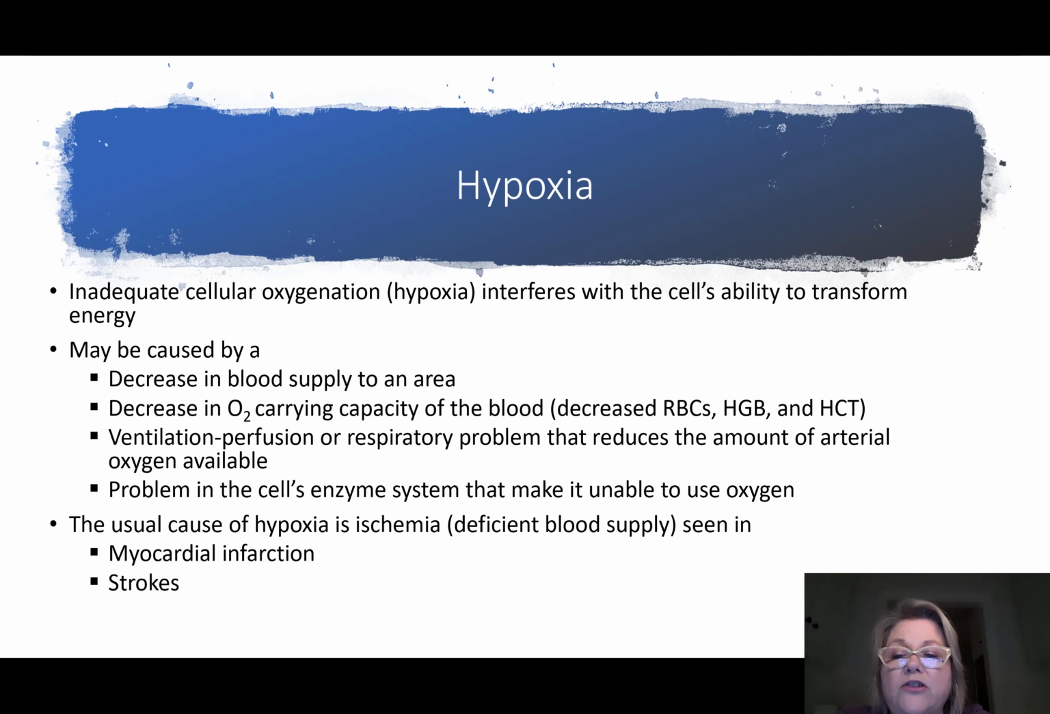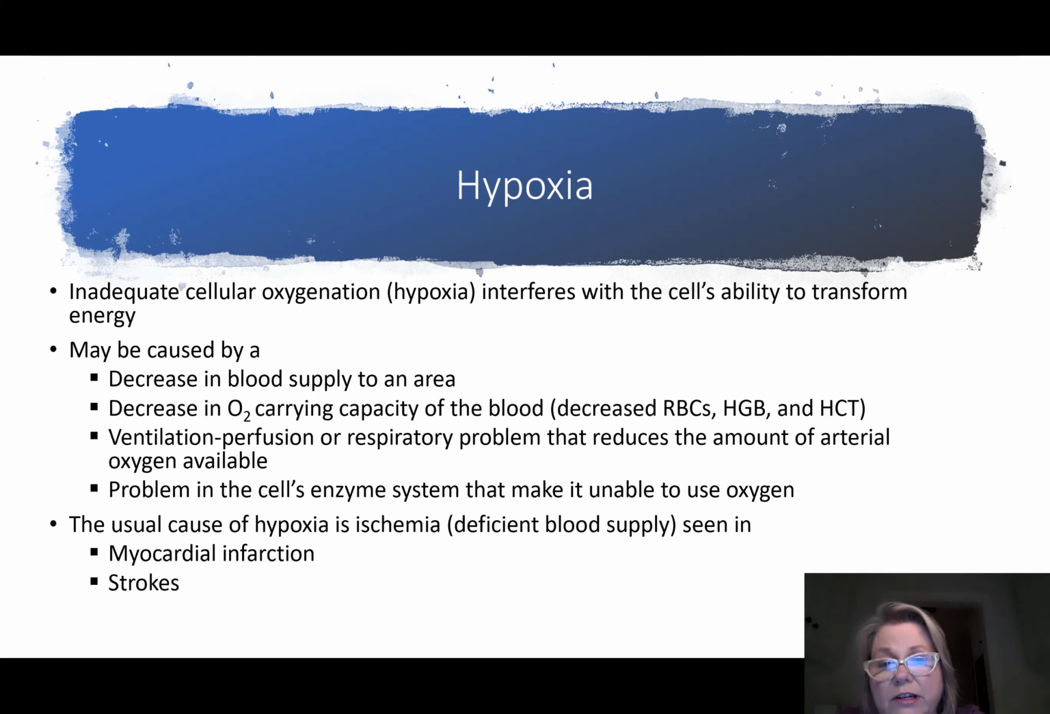Hypoxia is when inadequate cellular oxygenation interferes with the cell's ability to transform energy. It may be caused by decreased blood to the area, decreased O2 carrying capacity of the blood, decreased RBCs, hemoglobin, and hematocrit. Ventilation perfusion or a respiratory problem can reduce the amount of arterial oxygen available. We're seeing this in the COVID-19 virus, so that's something that they have to look out for. And it may also be caused by the cell's enzyme system making it unable to use the oxygen.